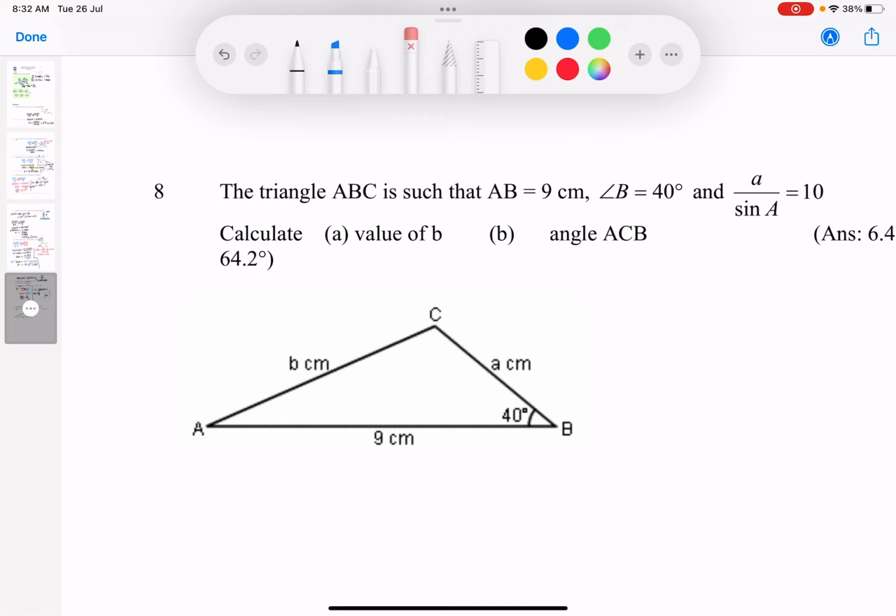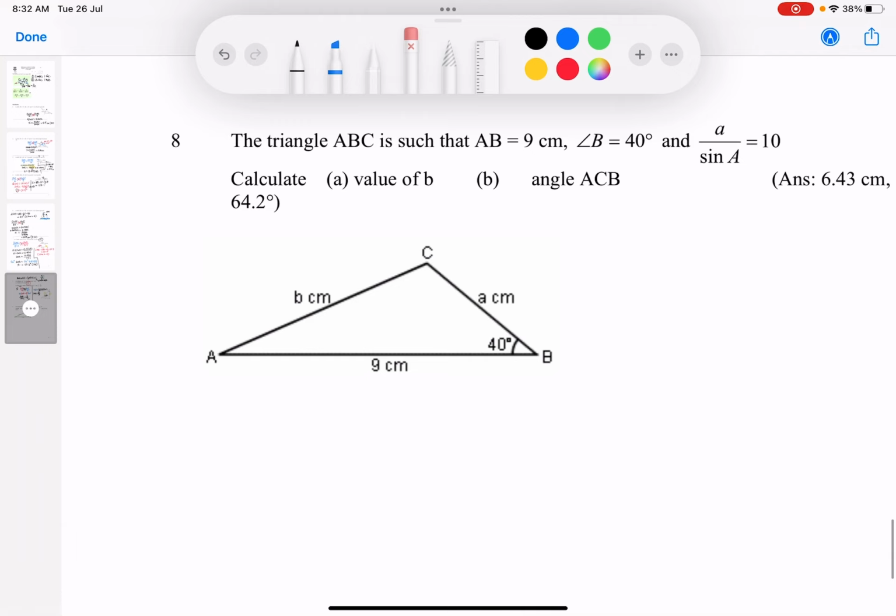Okay, let me go through the answer now. Since we are already given that A over sine A is equal to 10, let's try to form another pair of relationships that is equal to this. This we know is angle A. This and this forms one pair.